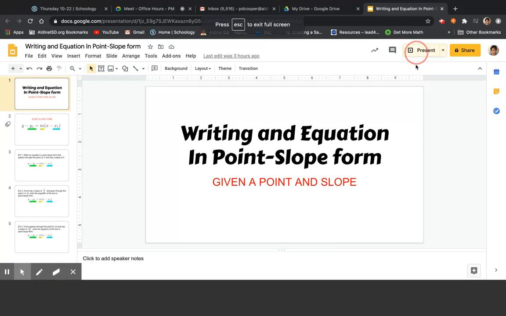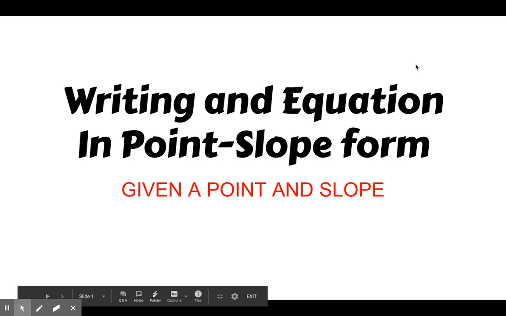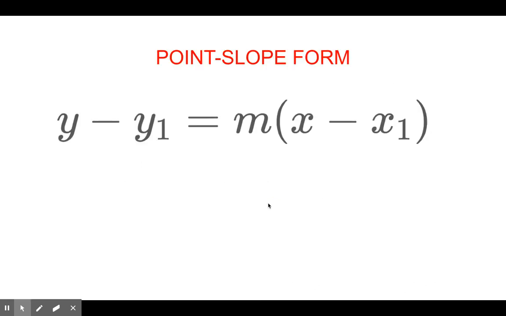Hello guys, today we are going to talk about writing the equation of a line in point slope form when we are given a point and a slope. First, we want to recall the point slope form. You should remember this from when we talked about finding slope from an equation. The equation is y minus y1 is equal to m times x minus x1. We call this point slope form because it contains m, the slope, and it contains x1 and y1, which are the coordinates of the point.